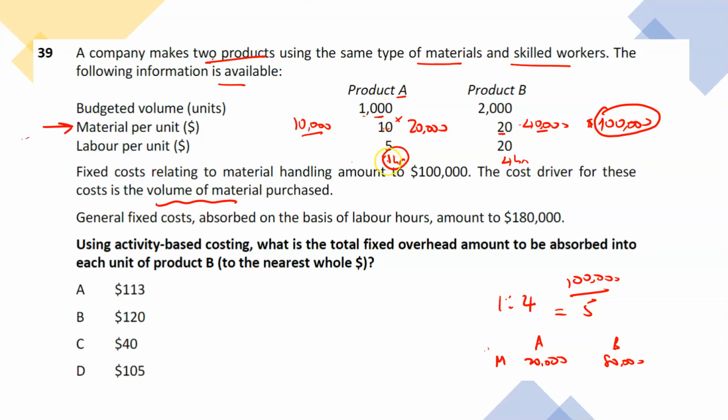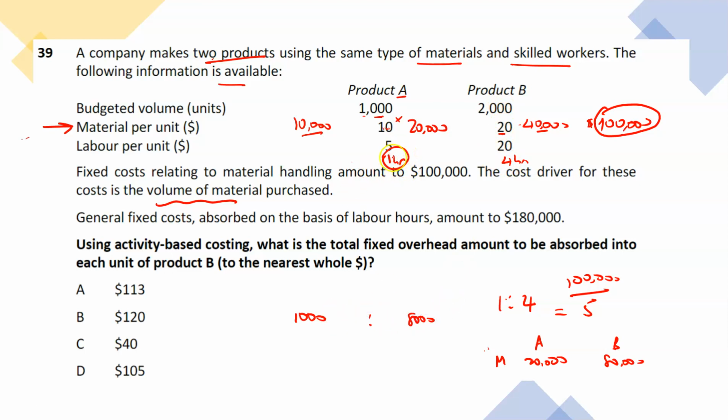They haven't told us it's an hour. I'm just making it up, imagining. I'll do it both ways so you can see where I'm going. So imagine it was an hour. That's 1 times 1,000, that's 1,000 hours. And here you have 4 times 2,000, and that's 8,000 hours. So you can see the ratio is 1 to 8.